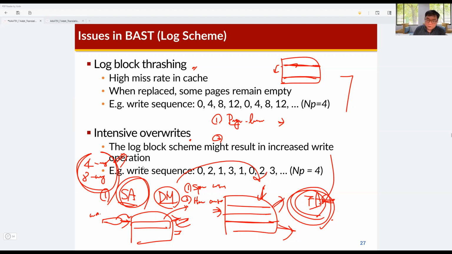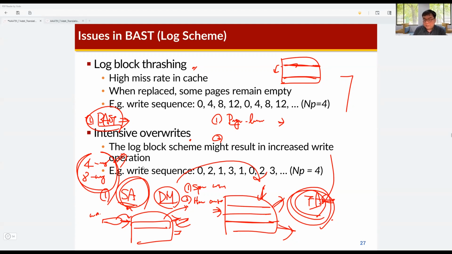So what's the issue of the BAST? With the BAST, we can apply log blocks, but only one log block is associated to a data block. That also limits the mapping mechanism, so the mapping policy. That means the address translation policy, which is similar to the set associative cache.